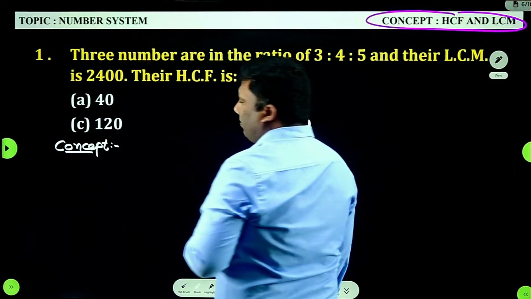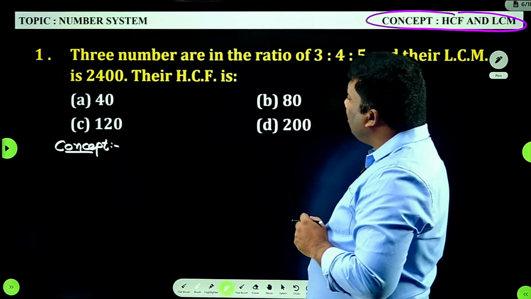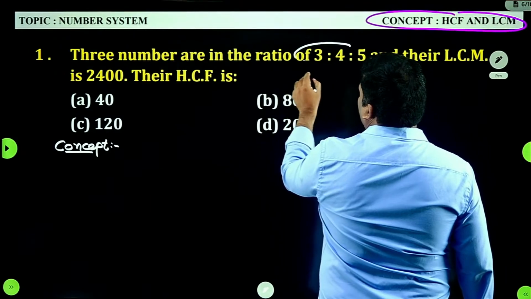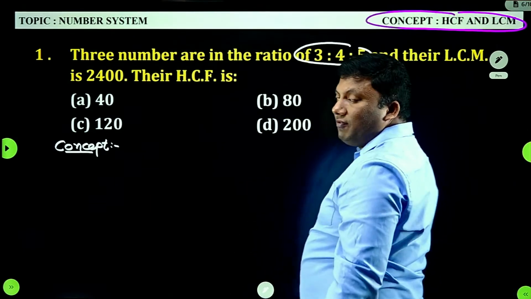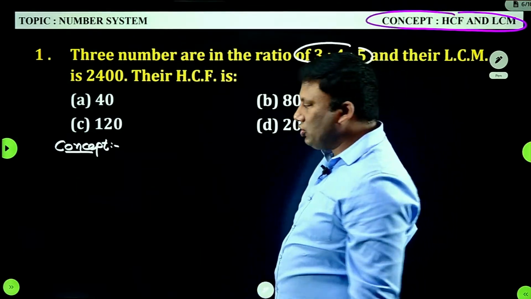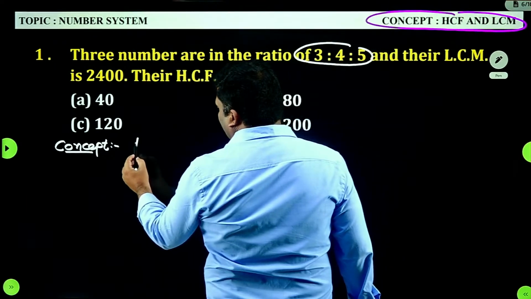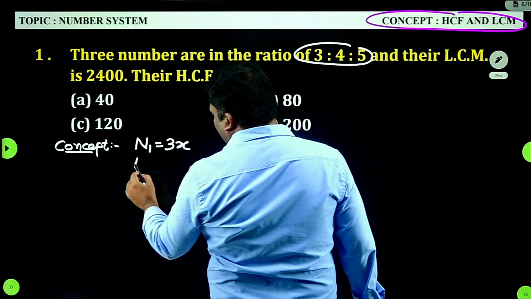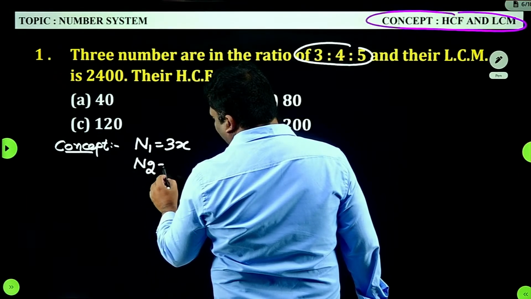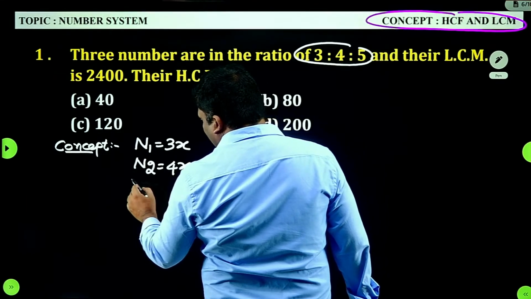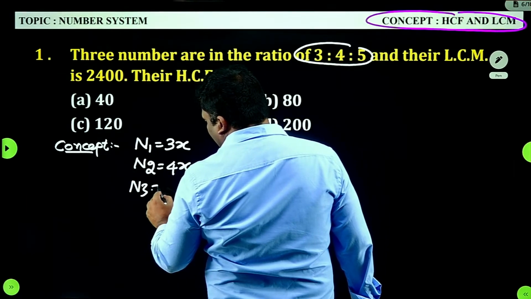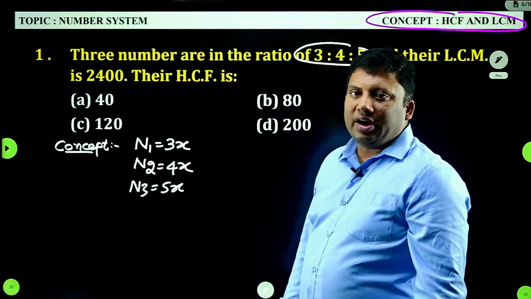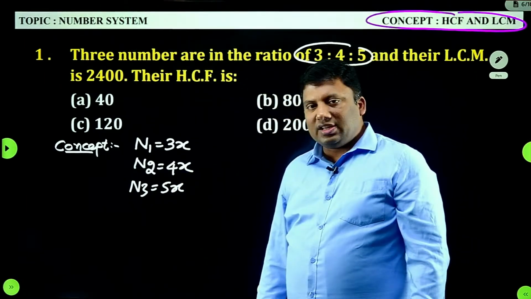There are three numbers, and these three numbers are in the ratio 3:4:5. If I remove the ratio, I will get a variable. N1 is 3x, N2 is 4x, and N3 is 5x.